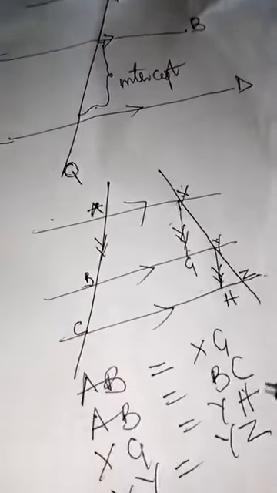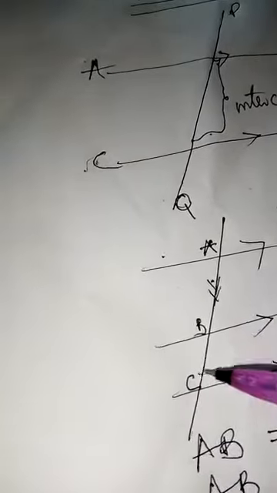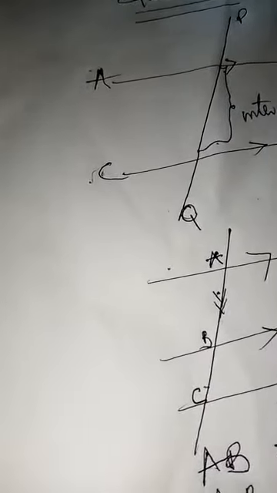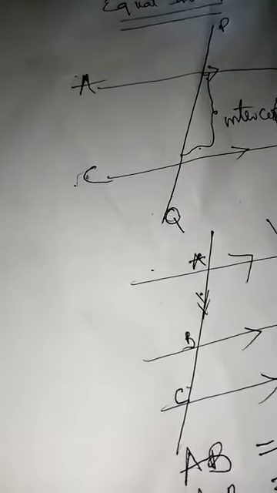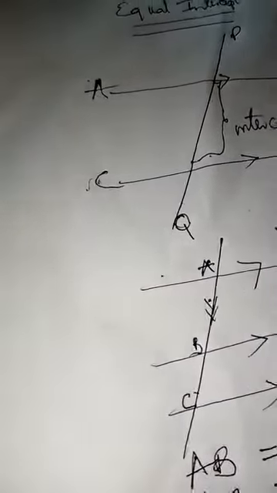Now I'll be talking about the equal intercept. This place will be equal to this place. This place will be equal to this place. This length XY will be equal to YZ. And the next theorem we'll be talking about is the midpoint theorem.